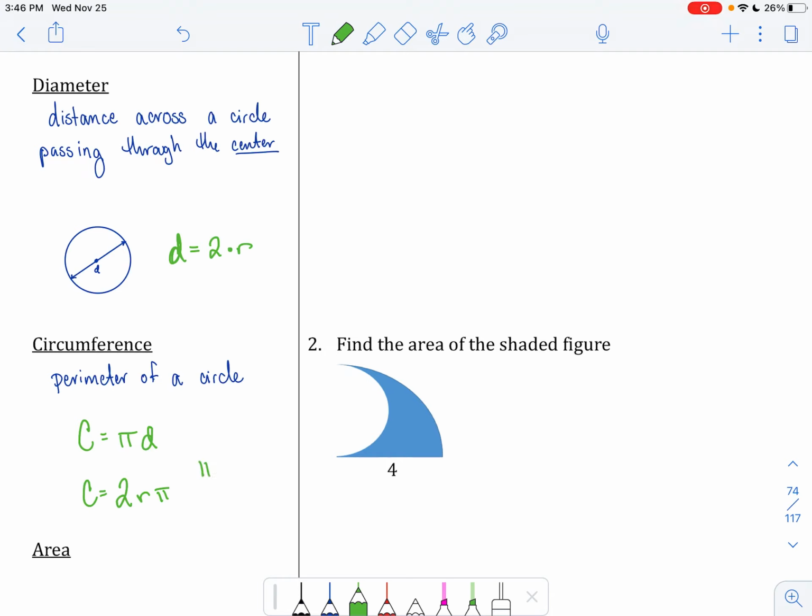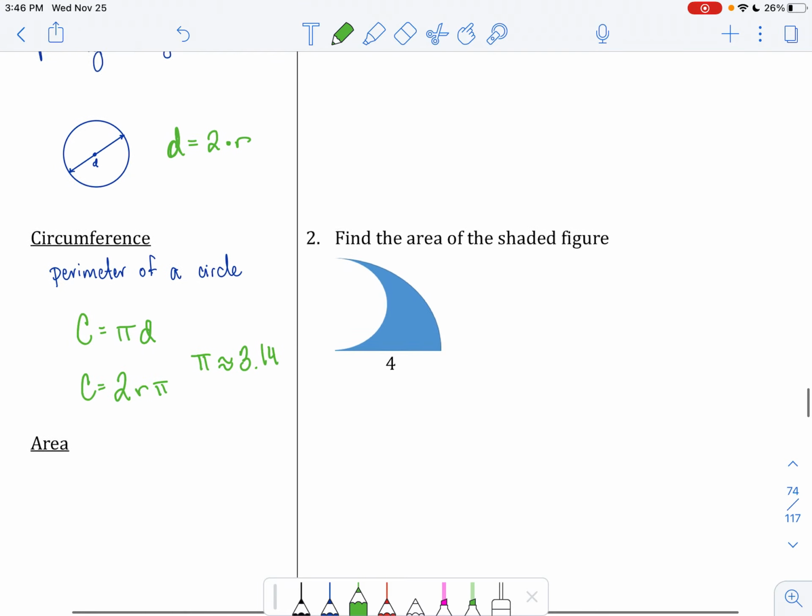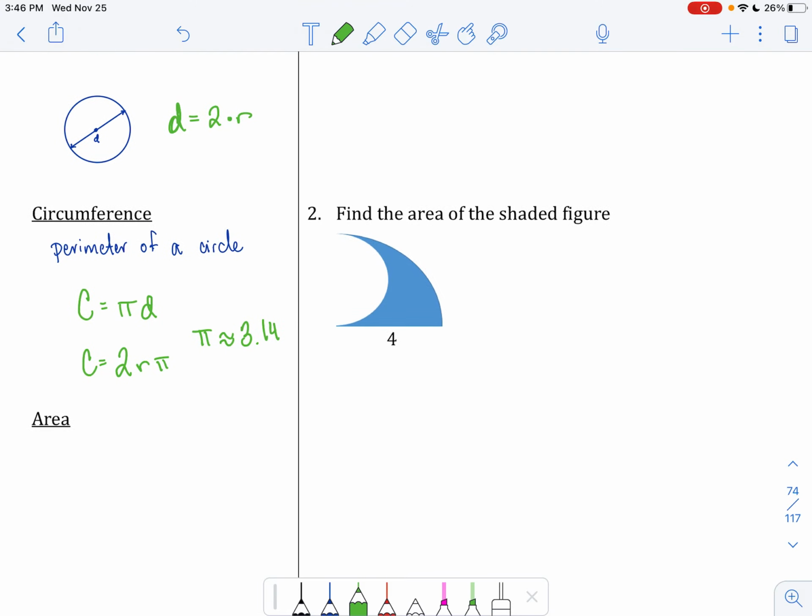As most of you remember, pi is an irrational number. It is approximately equal to 3.14. I say approximately, it's not actually equal to that. It is a continuous number that will never end and never repeat. But we will sometimes use approximations. The area of a circle, if you remember your formula, is pi times radius squared.